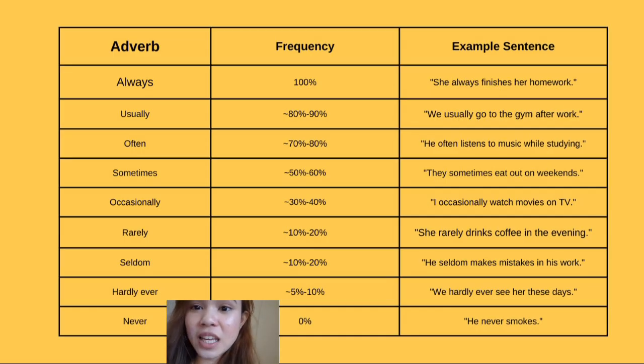Rarely, she rarely drinks coffee in the morning. For seldom, he seldom makes mistakes in his work. For hardly ever, we hardly ever see her these days. For never, which is 0%, he never smokes. This table helps us understand how often an action occurs and how we express it clearly in sentences.